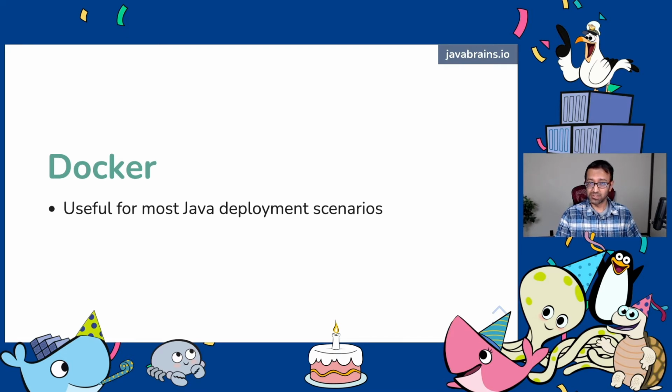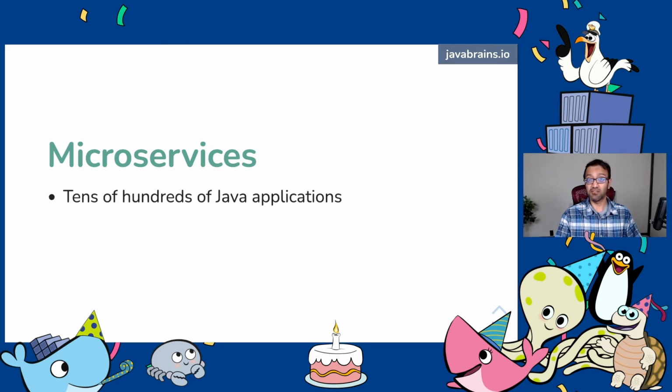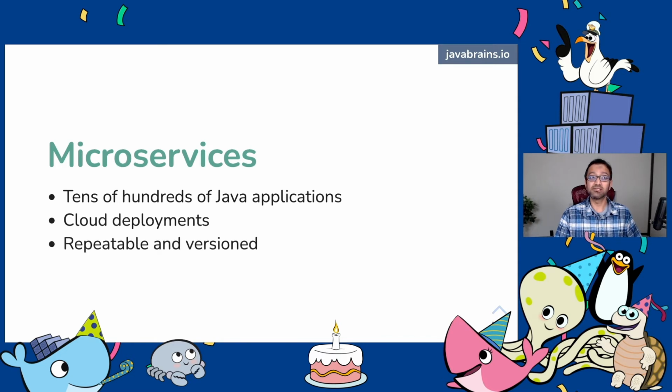So it's good in general, but it is vital, in my opinion, when it comes to microservices, right? Typically, microservice architectures tend to have sometimes 10 Java applications, sometimes hundreds of Java applications. Now, all of these applications need to be deployed. They tend to be cloud deployments often. And then the nature of these deployments is it has to be repeatable. It has to be versioned.